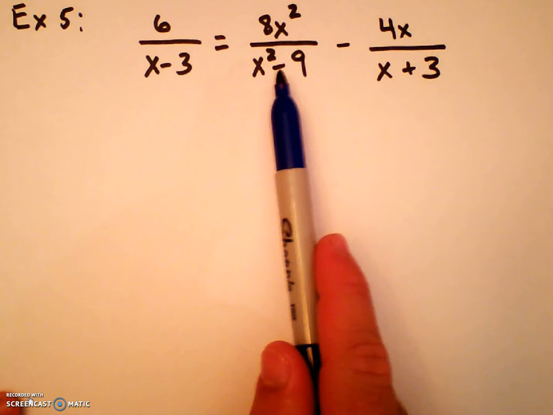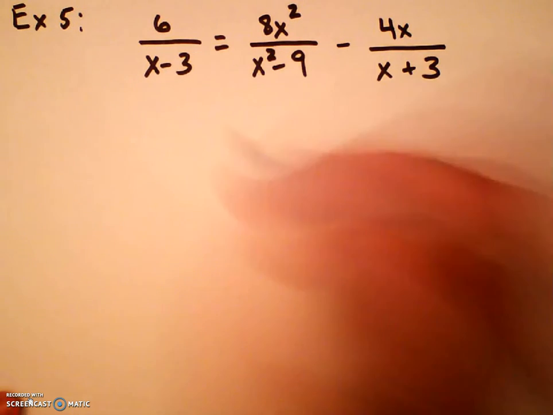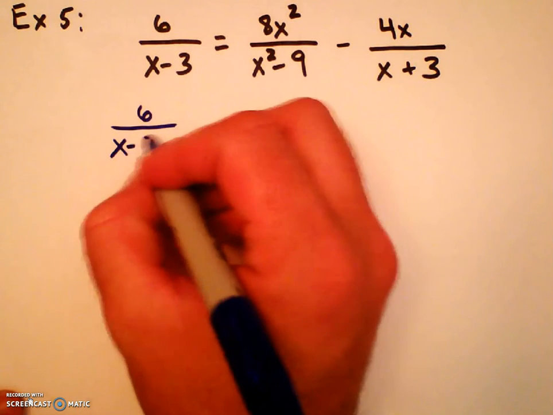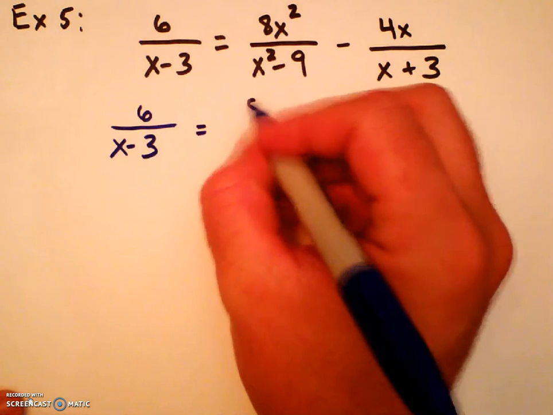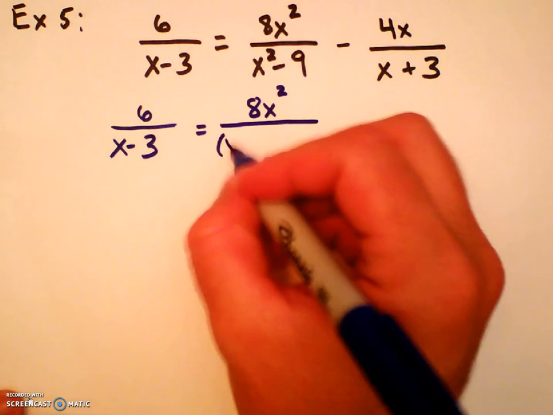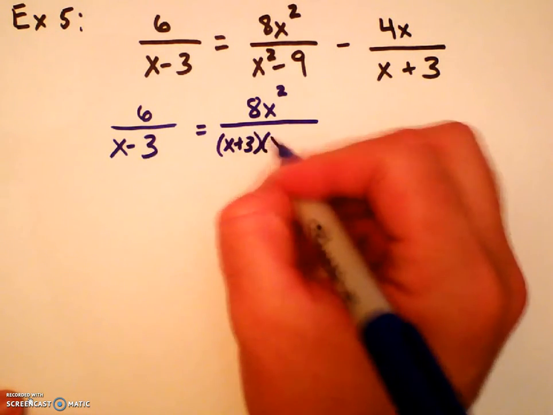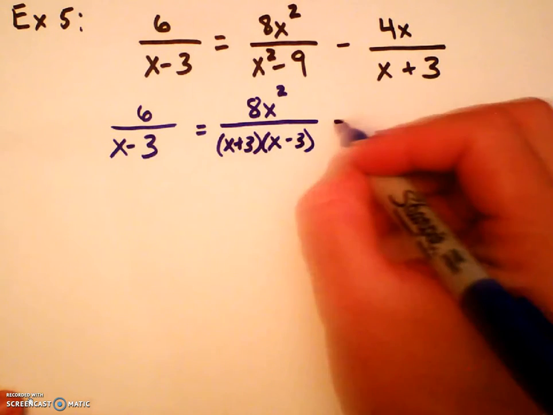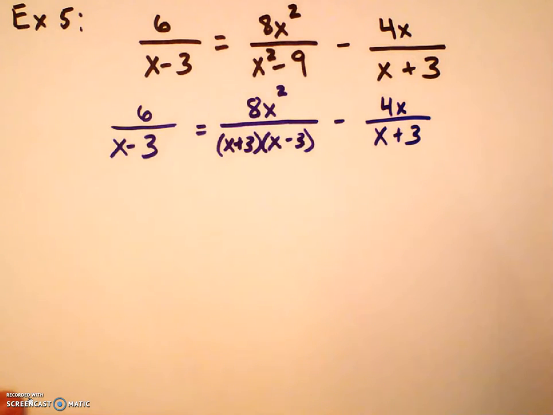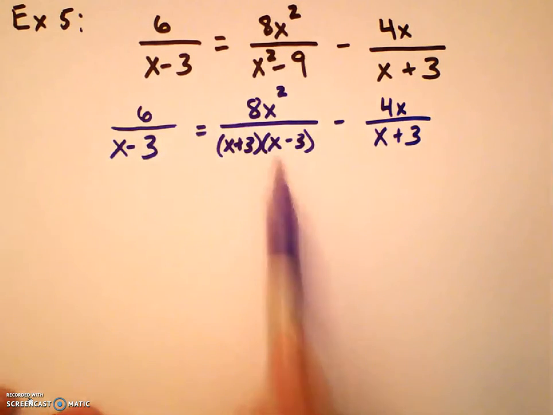In this case, if you notice on the bottom we have an x squared minus 9. So what I'm going to do is rewrite everything, and I'm going to have the bottom of this fraction factored using techniques we learned back in chapter 4. So x plus 3, x minus 3. And then the right fraction stays as it is. So that's your first step. Anything that can be factored on the denominators, go ahead and do that.